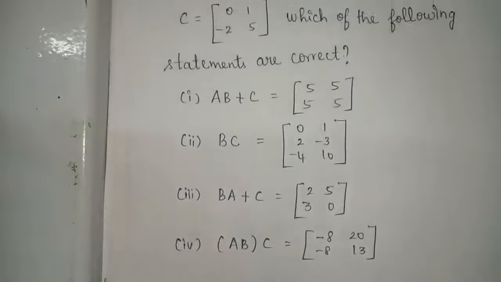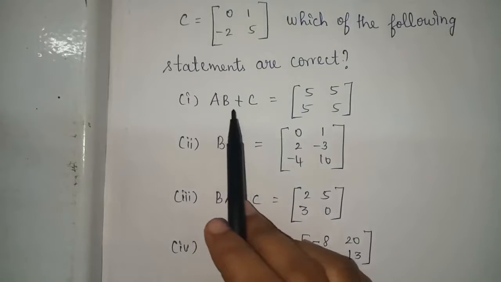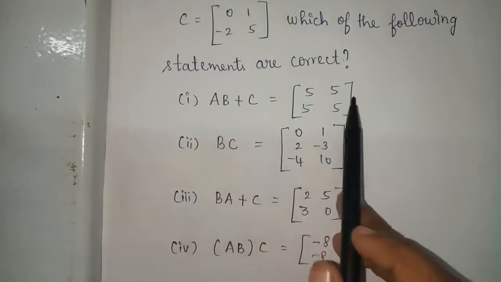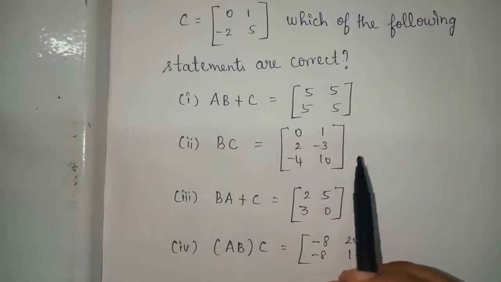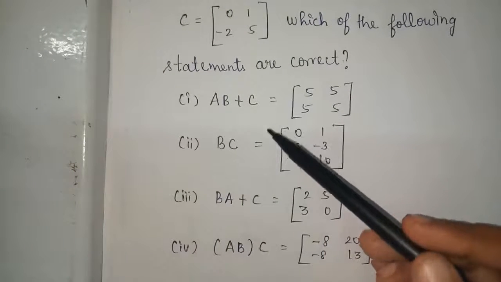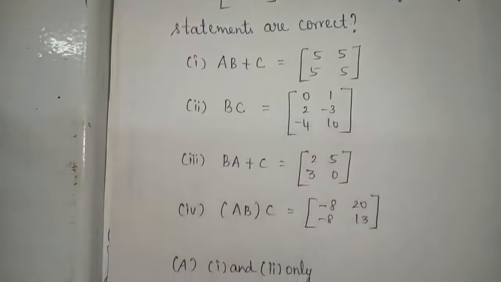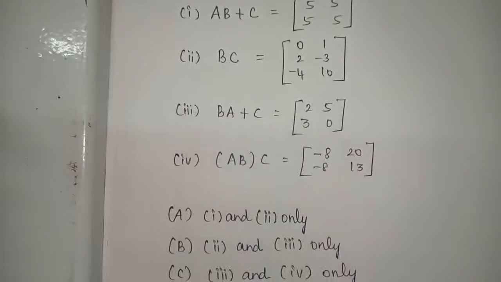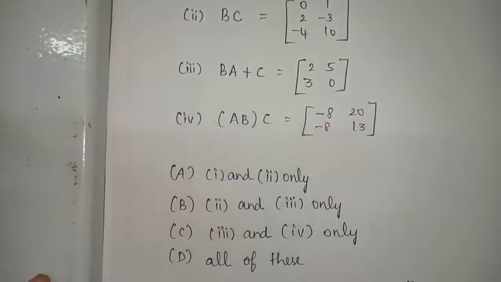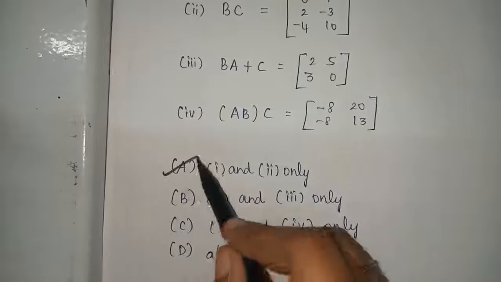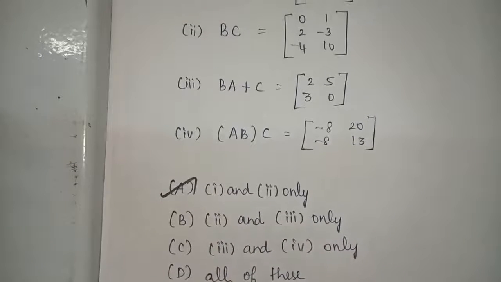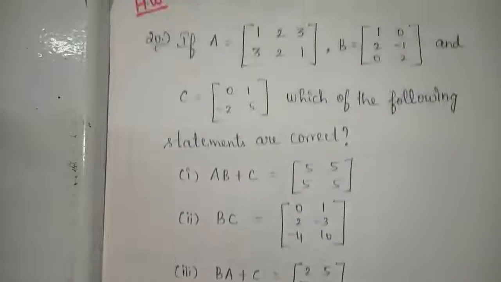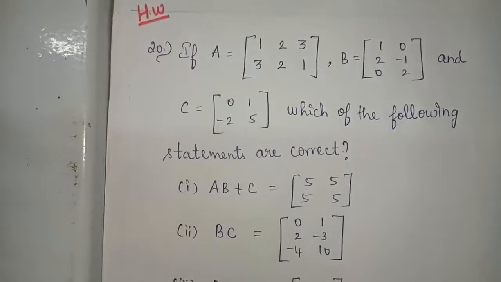So you have to find first AB plus C. You have to check whether you got the matrix or not. Similarly, you have to check all the 4 subdivisions. The correct option is option A, 1 and 2 only. So this is your homework problem. Up to question 20, exercise 3.20 over.